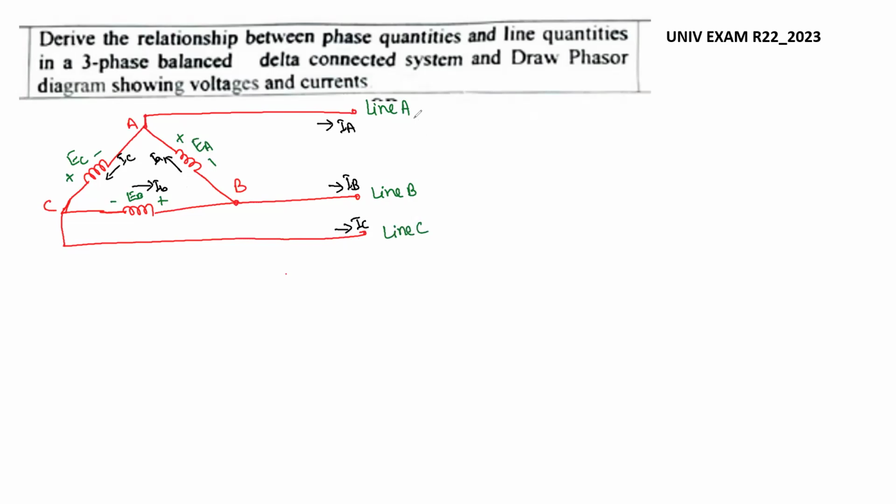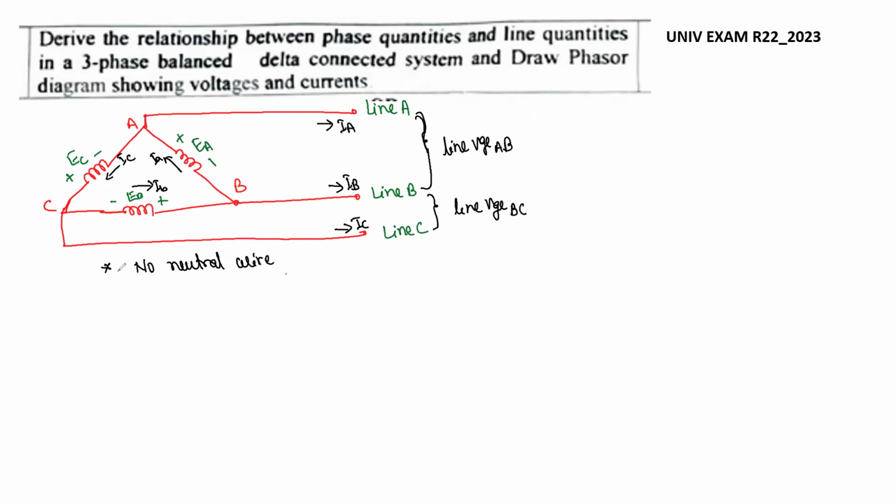The voltage between line A and line B we call the line voltage between A and B. Similarly, the voltage between B and C we call line voltage BC. For our understanding, we can make some connections here. It is very important that in the case of delta connection, we don't have a neutral wire. So we have three lines here.